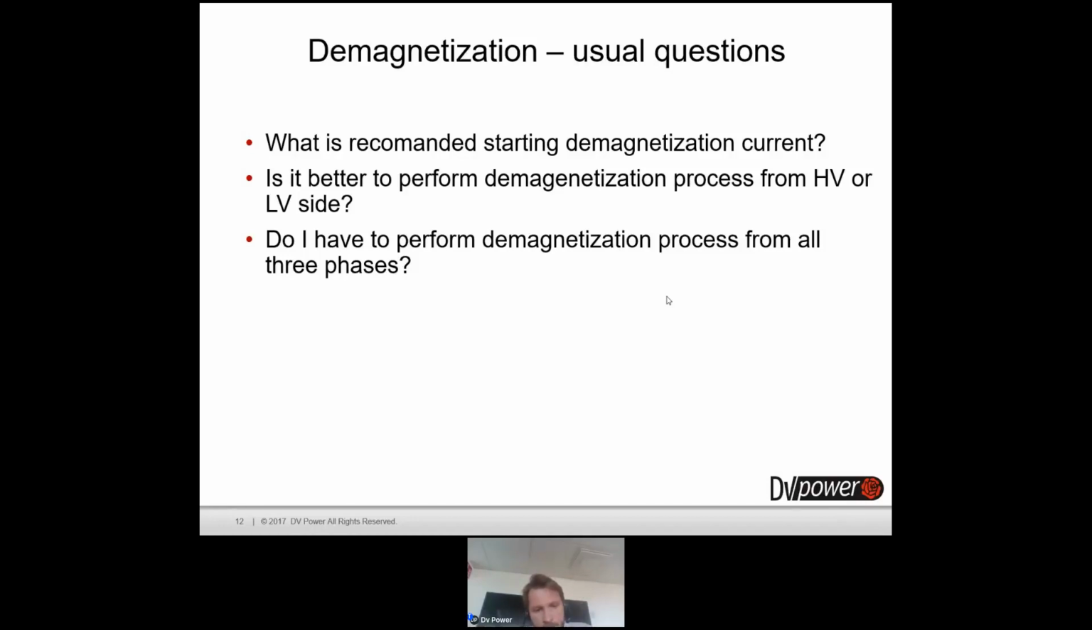However, DV power devices will perform demagnetization, will give you the graph of the magnetization process, and our DEM60R model will give you also the result. What is the result? Result is remnant flux before and after the magnetization process. So basically you can see that the remnant flux is decreased from some value to some value, and also you will see the percentage of that value.